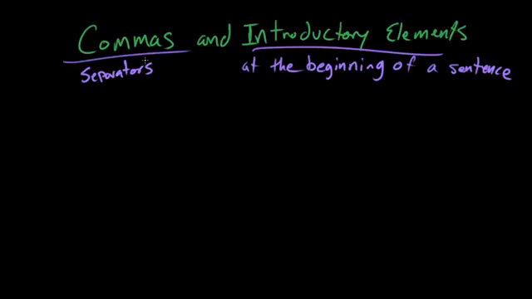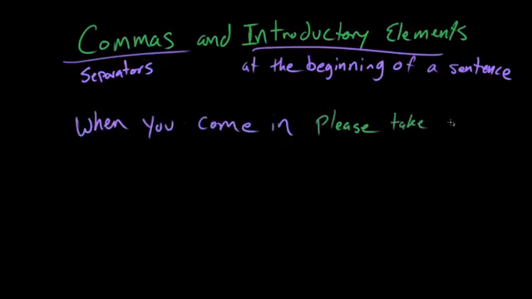So let's talk about dependent clauses first. Let me just write out a sentence that begins with a dependent clause. When you come in, please take off your shoes. And I've made the difference between the dependent clause and the independent clause pretty clear. The dependent clause is purple, the independent clause is green. Is there a need for a comma here?